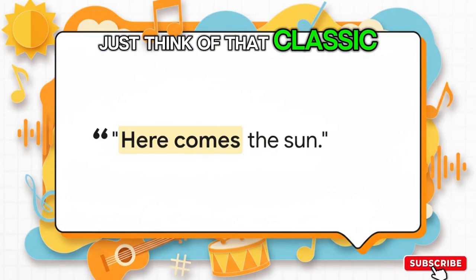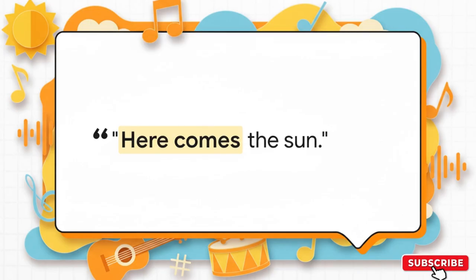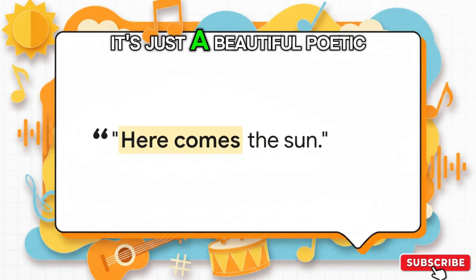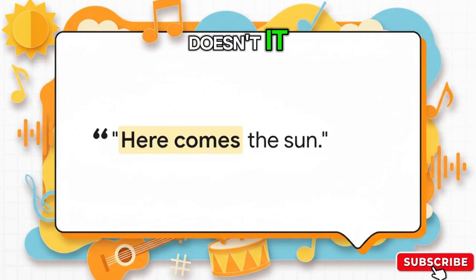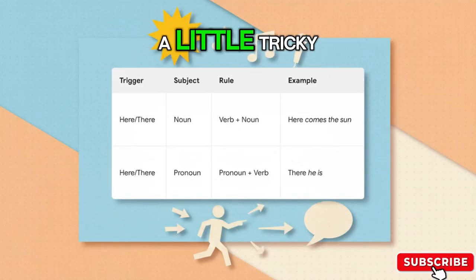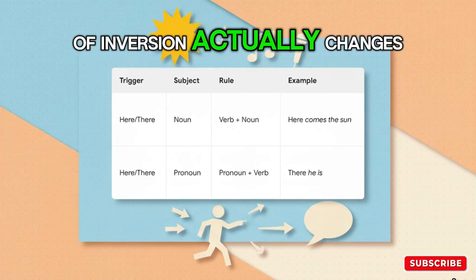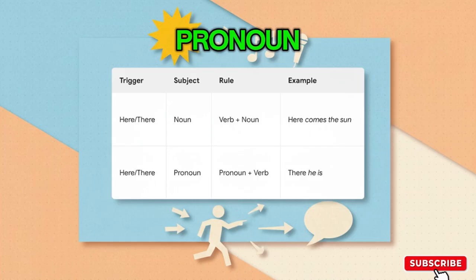Just think of that classic Beatles song, "Here Comes the Sun." It's just a beautiful, poetic flip of the standard, "the sun comes here." It just flows so much better, doesn't it? Now here's where it gets a little tricky, a little nuanced. The rule for this kind of inversion actually changes based on whether your subject is a noun or a pronoun.